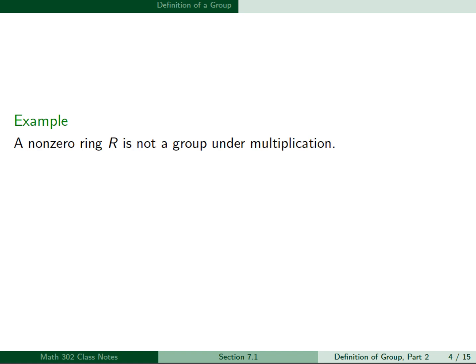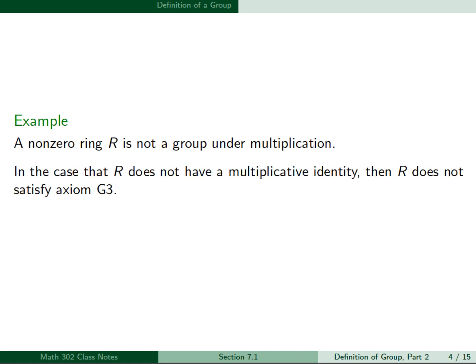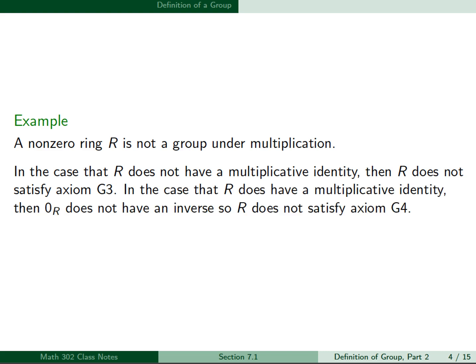Now note that a non-zero ring R is not a group under the multiplication. In the case that R does not have a multiplicative identity, then R does not satisfy axiom G3, existence of an identity. In the case that R does have a multiplicative identity, then 0 sub R, the additive identity, does not have a multiplicative inverse, so R does not satisfy axiom G4. So either way, the ring R will not be a group under the multiplication.